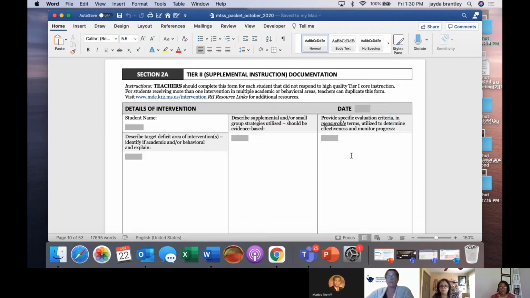Right there, where it says the details of the intervention and it says describe supplemental, but anyway, it says should be evidence-based. How do we know that these strategies are evidence-based?